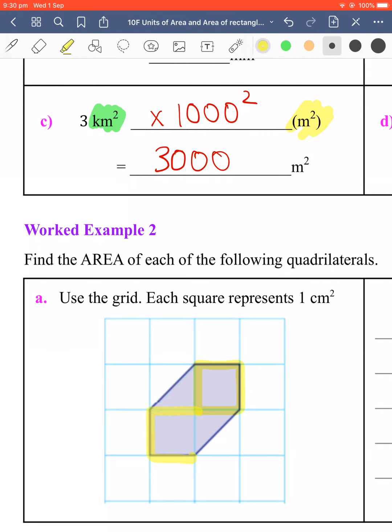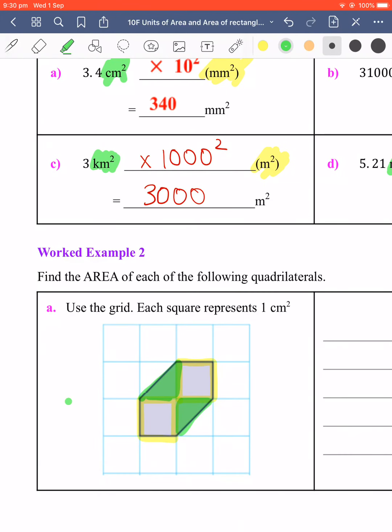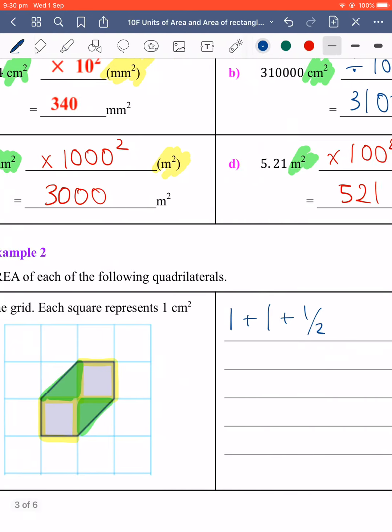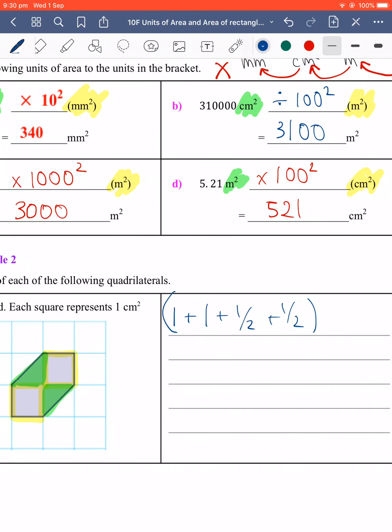I have another one here which is quite distinct, but I also have 2 halves. So let's add all of those up together. So for my answer here, when I'm writing it up, nice and easy, so I have 1 plus another 1 plus half, and that all together will be in centimeters squared. So let's write that out a little bit better.